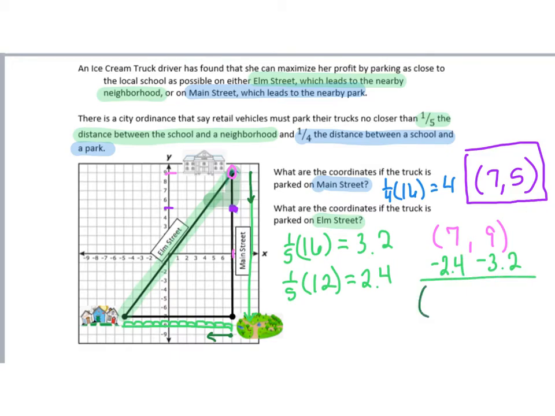So let's see what our new point is going to be. Our new point is going to be 7 minus 2.4, which is 4.6, and 9 minus 3.2 is 5.8. So this is where I'm going to park my ice cream truck to be 1/5 the distance between the school and the neighborhood. At 4.6, that's a little more than halfway between the 4 and the 5. And then 5.8, that's almost all the way up to the 6 on the y-axis. So we can see it's going to intersect right about here. Okay?